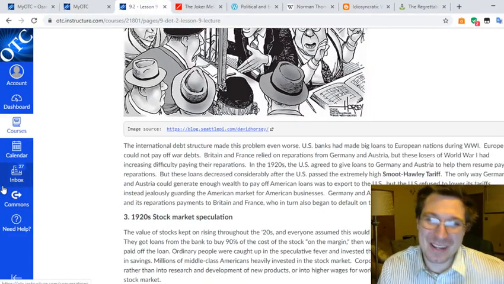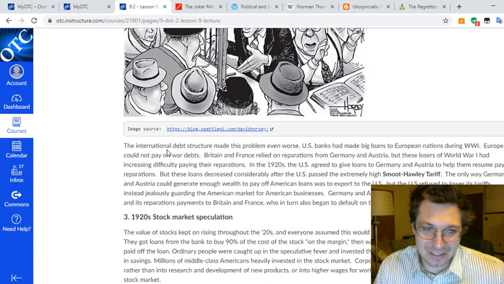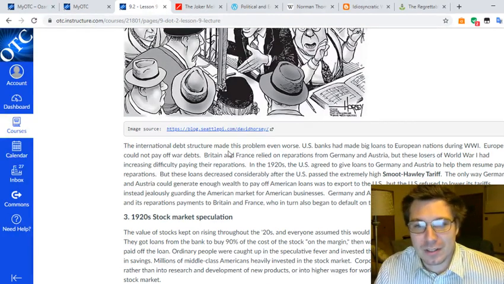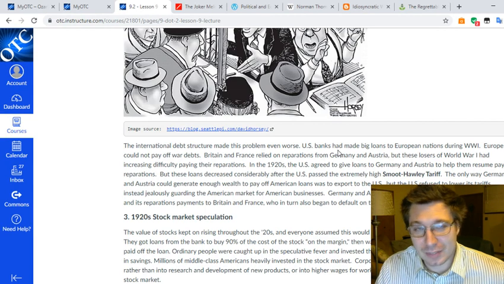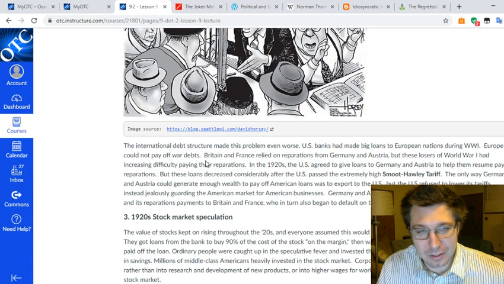But anyways, there was banking instability in the Great Depression, and the international debt structure made this problem even worse because U.S. banks had made big loans to European nations during World War I. Europe was having a hard time paying off its war debts by the late 1920s. Britain and France relied on reparations from Germany and Austria, but those latter two countries, the losers of World War I, had increasing difficulty paying their reparations.